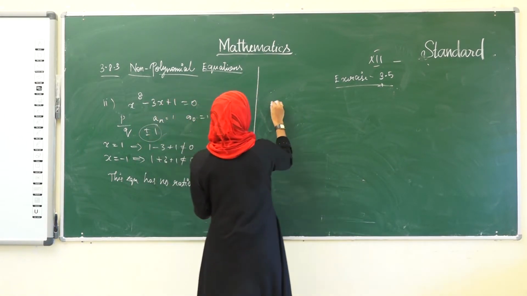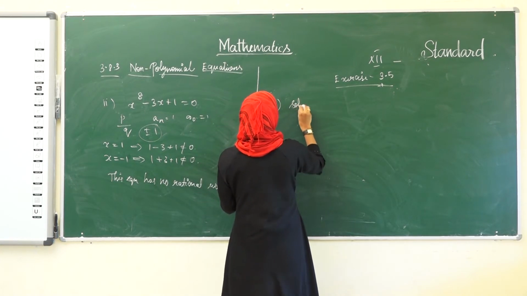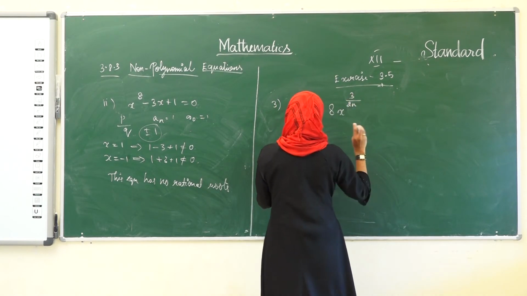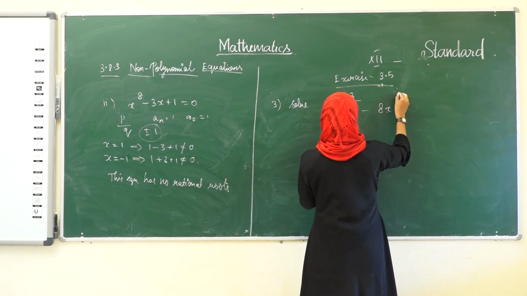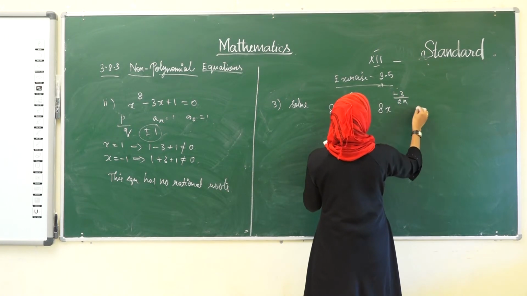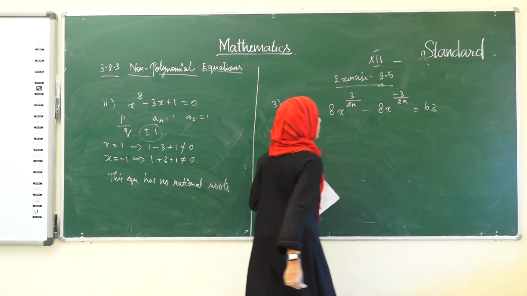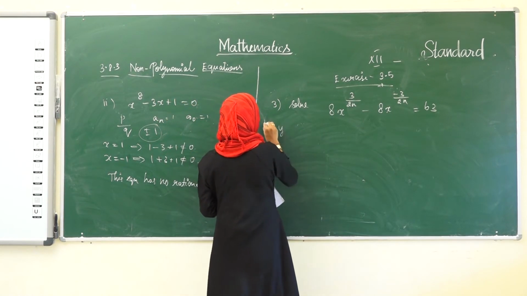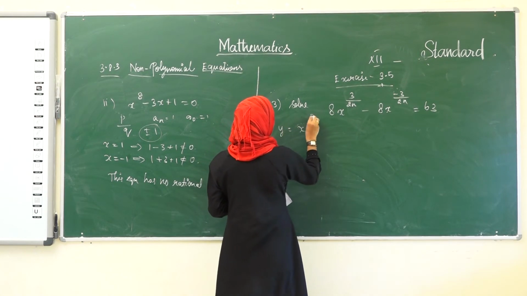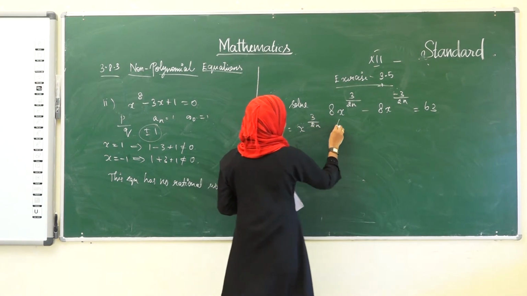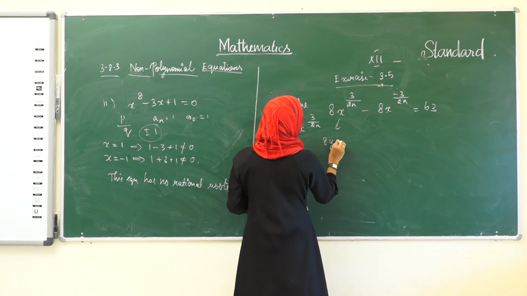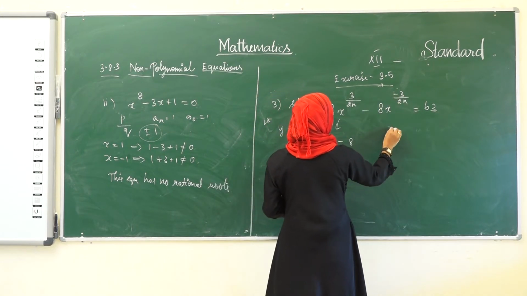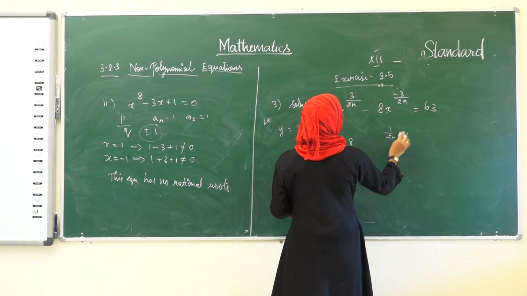Okay, now let us move on to the third question. What they have given? They have given us to solve 8x power 3 divided by 2n minus 8 into x power minus 3 divided by 2n equal to 63. Okay, this is not in the type of polynomial equation. Now let y be equal to x power 3 divided by 2n. So the equation becomes 8 into y minus 8 into, since we have minus 1, this can be written as 3 divided by 2n into minus 1.